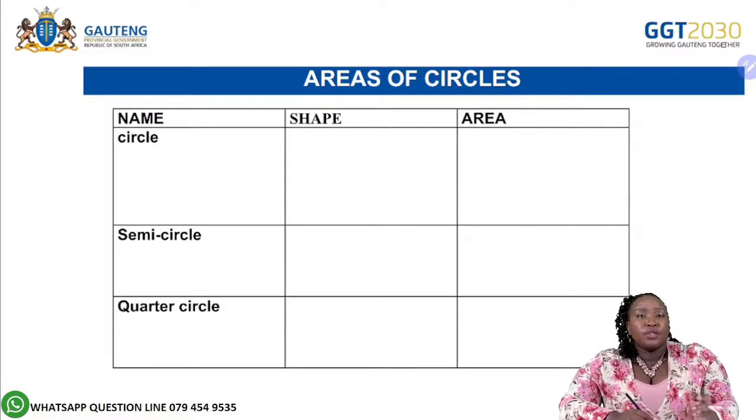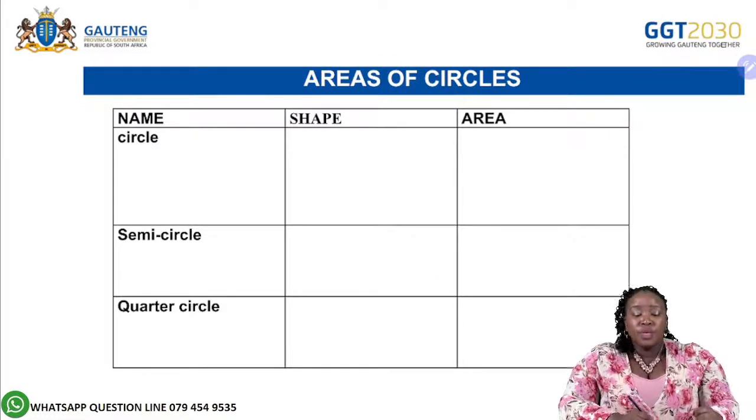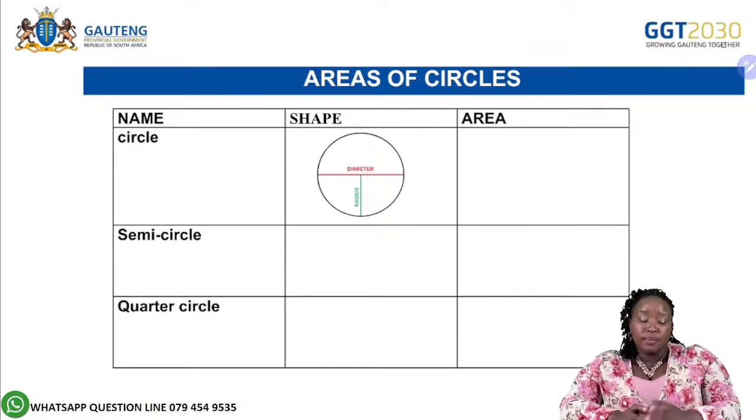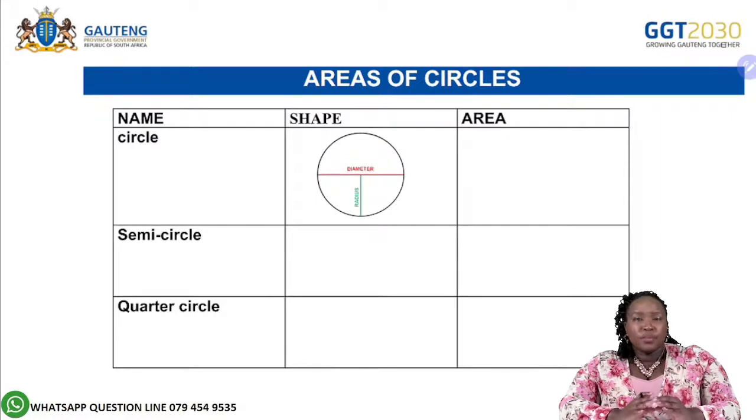We also are going to do area of circles, so we need to remember some of the formulas used with area of circles. Starting off with a full circle will have a diameter and the radius, right? So a diameter would be the distance that goes from the circumference through the center to the circumference, and then your radius is from the center to the circumference.